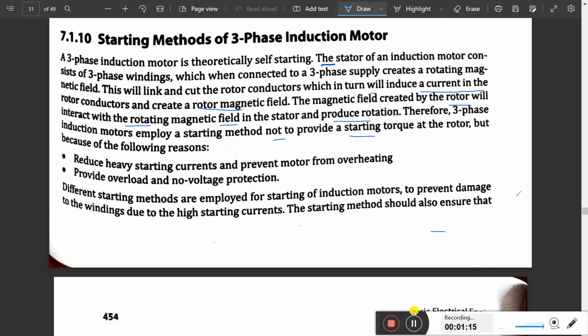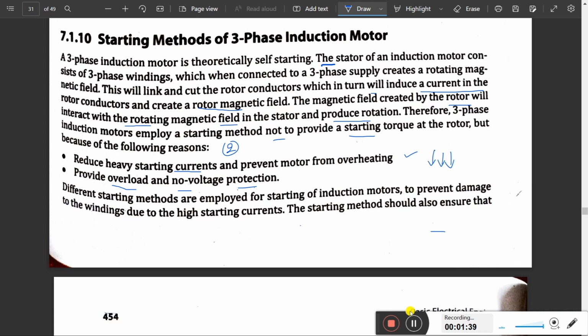Therefore, the three-phase induction motor employs a starting method not to provide starting torque in the rotor, but because of the following reasons. Mainly, there are two reasons. One is to reduce heavy starting currents. We already well know about this. When you switch on any motor, it will take a huge amount of current; to prevent the motor from overheating. And the second one is providing overload and no load protection also.